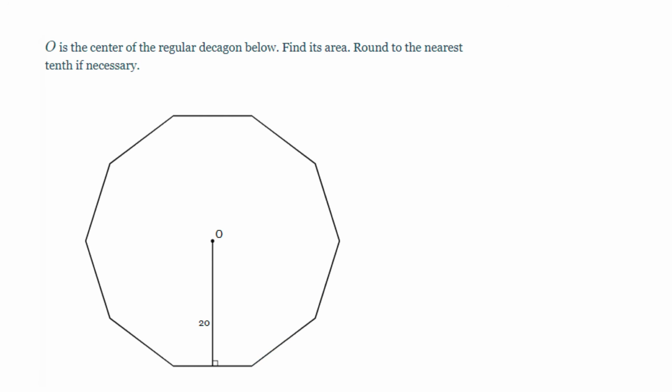So the formula for area of a regular polygon is equal to 1/2 the apothem times the perimeter. Now in this case, they've given us the apothem. The apothem is the center of the circle to the center of any side. So our apothem is equal to 20, which is given to us right here. So now all we need to do is find the perimeter. We find the perimeter the same way we did on the last few examples.